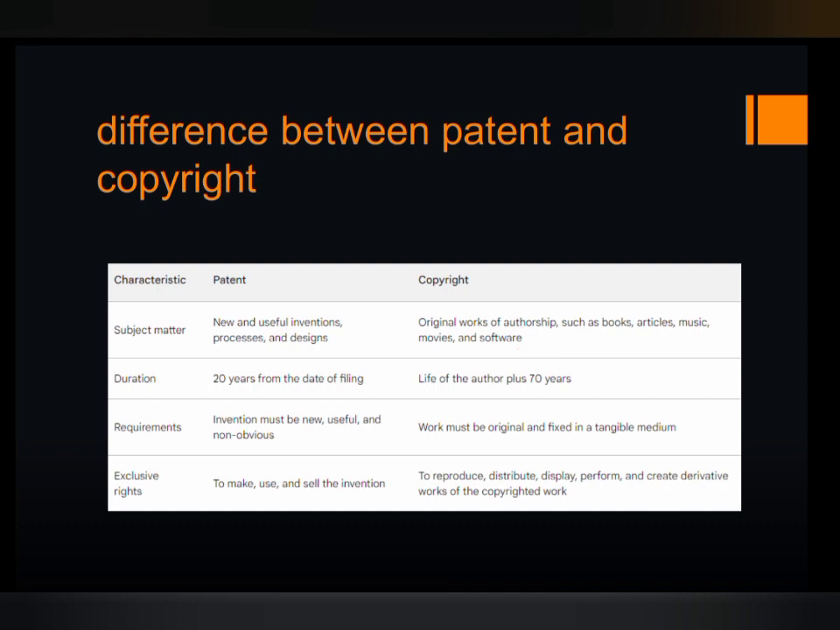The patent duration is 20 years from the date of filing, whereas the copyright duration is the life of the author plus 70 years. The requirement for a patent is that the invention must be new, useful and non-obvious, whereas copyright is given only to original work, like creating a music album or a new software. The work must be original and fixed in a tangible medium. The exclusive rights for a patent are to make, use and sell the invention. The exclusive rights for copyright are to reproduce, distribute, display, perform and create derivative works of the copyrighted work.